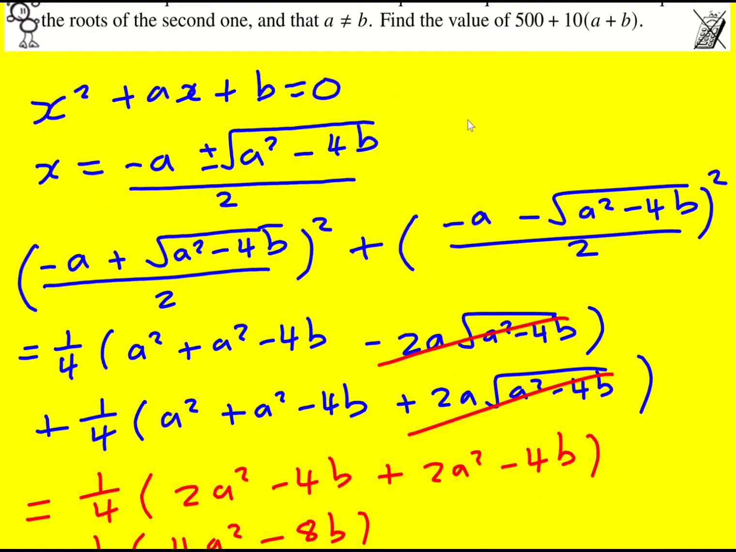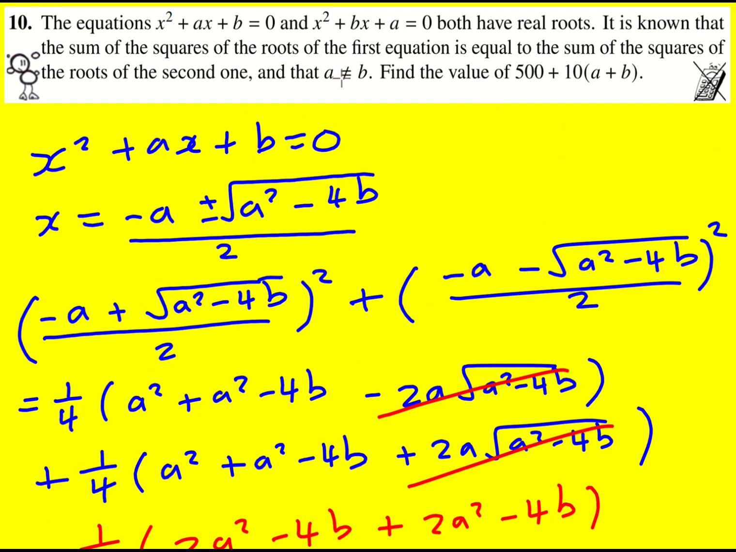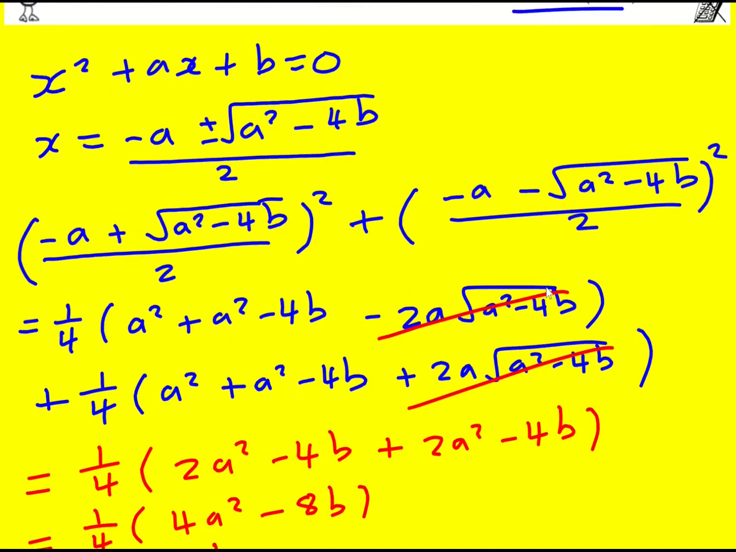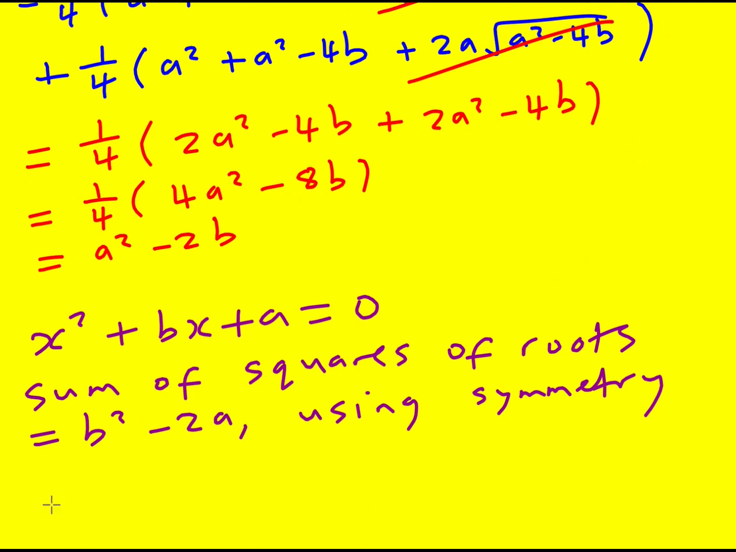And remember, we're told they're equal. We're told that a is not equal to b. And then we're asked for this thing here. I'll come back to that in a minute. Let's set them equal to one another. a squared minus 2b is equal to b squared minus 2a.